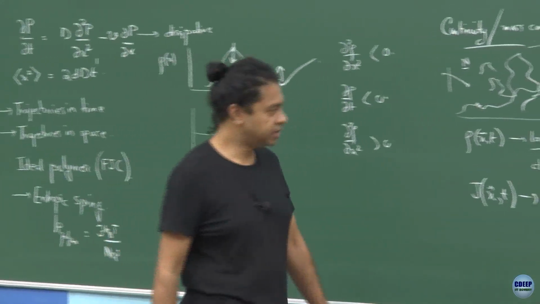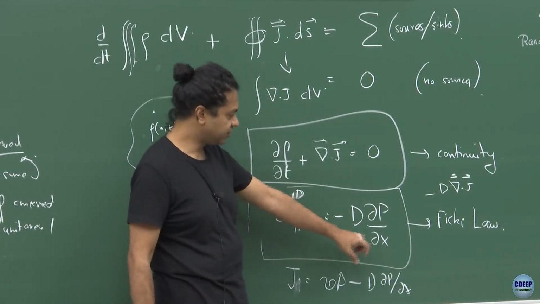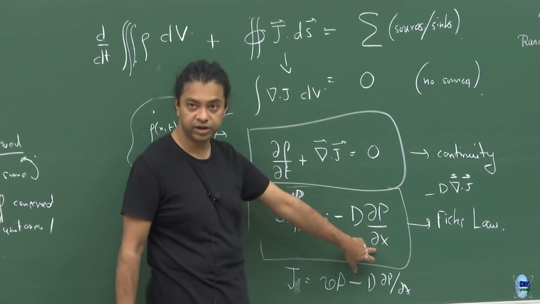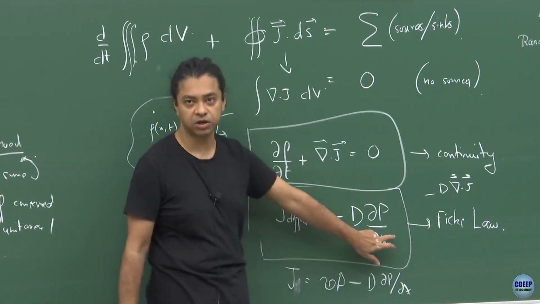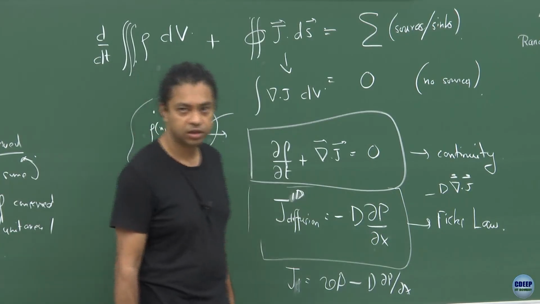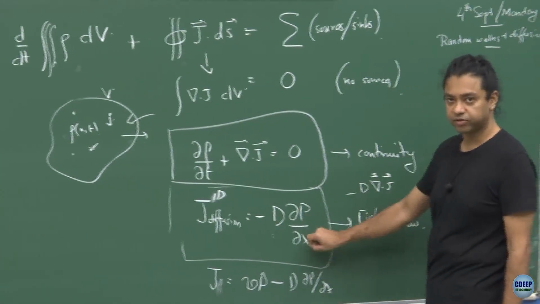So this fact that in diffusion, you can identify a current, and this current is proportional to the gradient of the density and to the diffusion coefficient. This statement is called Fick's law. That this current due to diffusion is given by this expression. This is called Fick's law.